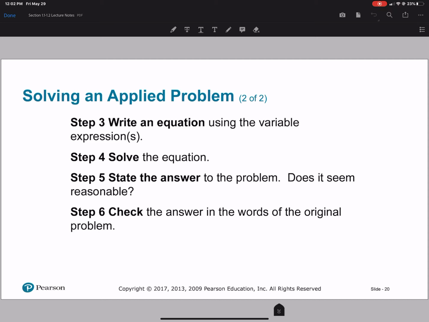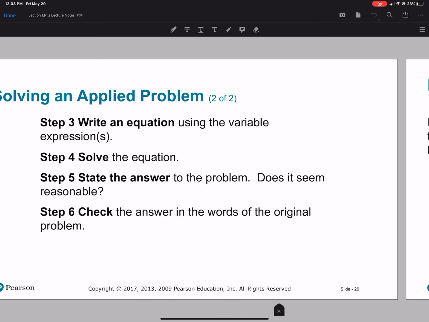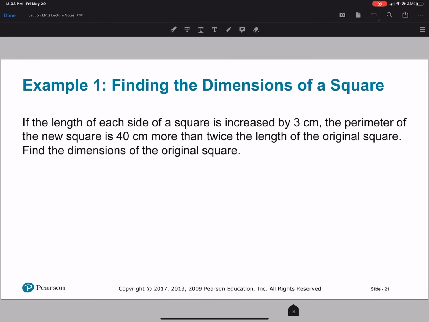All right, step 4 is to solve the equation. Step 5 is to state the answer to the problem and does it seem reasonable. Step 6 is to answer in words of the original problem. Check the answer. So let's go through an actual problem.